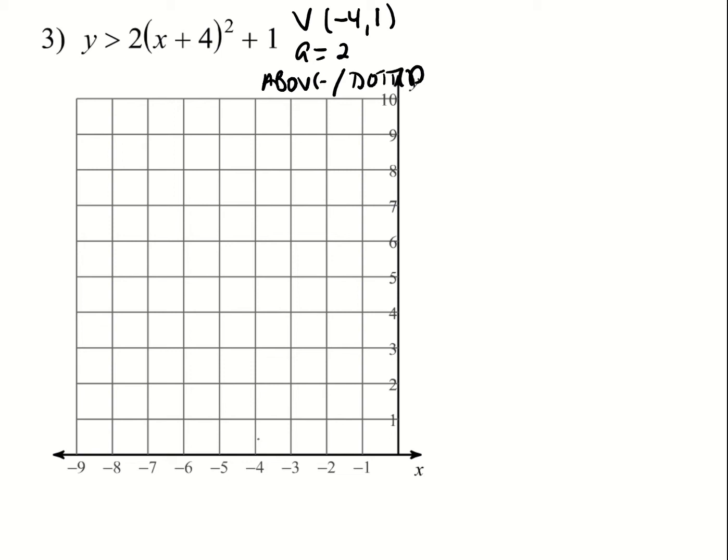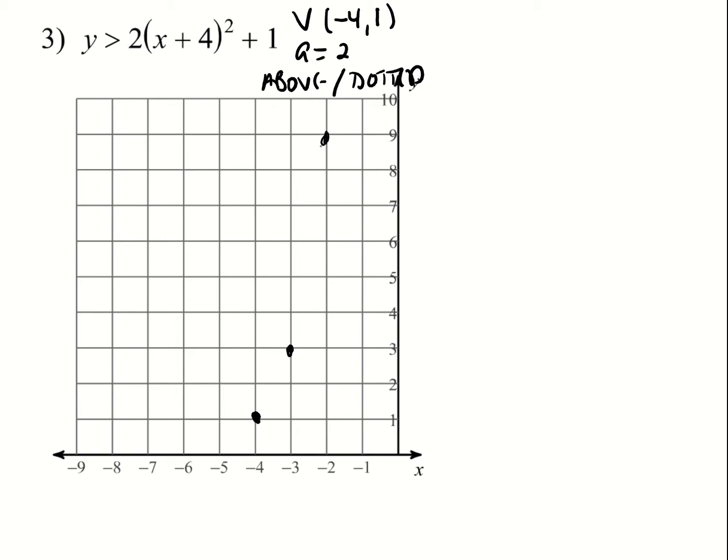Okay, so negative 4, 1, and then my a value is 2, so when I go over 1, instead of going up 1, I'm going to go up 2, and then instead of going up 4, I'm going to go up another 4. So actually up 1, 2, 3, 4, 5, 6, 7, 8.